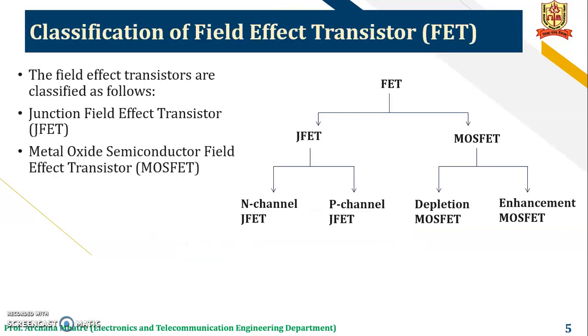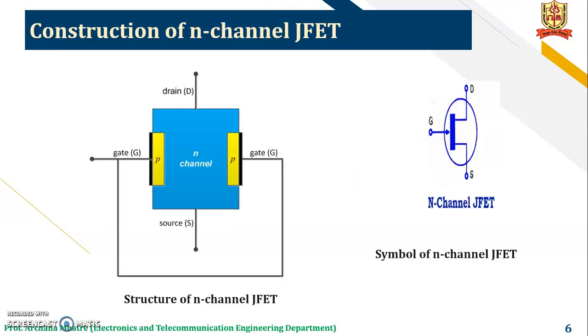Now next, classification of field effect transistor. The FET can be classified as JFET and MOSFET. JFET is a junction field effect transistor. MOSFET is a metal oxide semiconductor field effect transistor. The JFET is again classified into N-channel JFET and P-channel JFET. MOSFET is classified into depletion MOSFET and enhancement MOSFET.